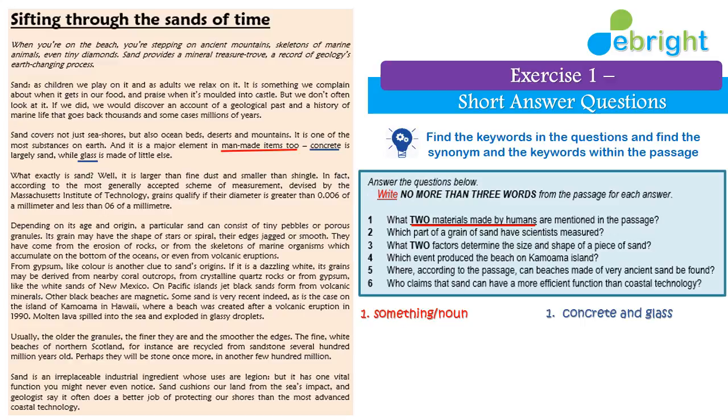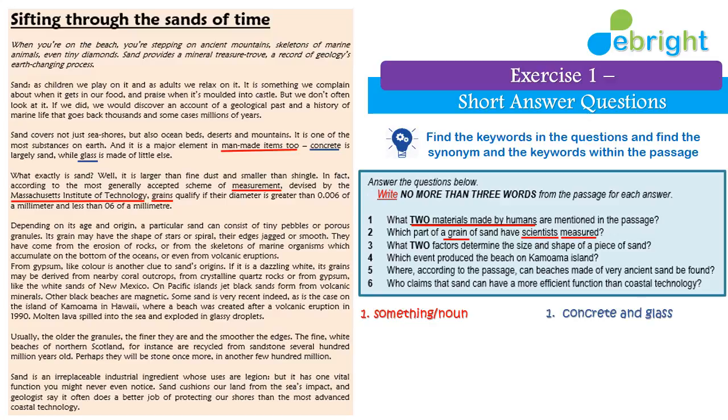Let's move to number 2, shall we? Which part of a grain of sand have scientists measured? Let's find the keywords in the question first. Grain. You've got grains in the passage over there in paragraph 3. And then you've got also scientists. Let's find the synonym of scientist in the passage. You've got Massachusetts Institute of Technology and measured. The word measured in the question is similar with measurement in the passage.